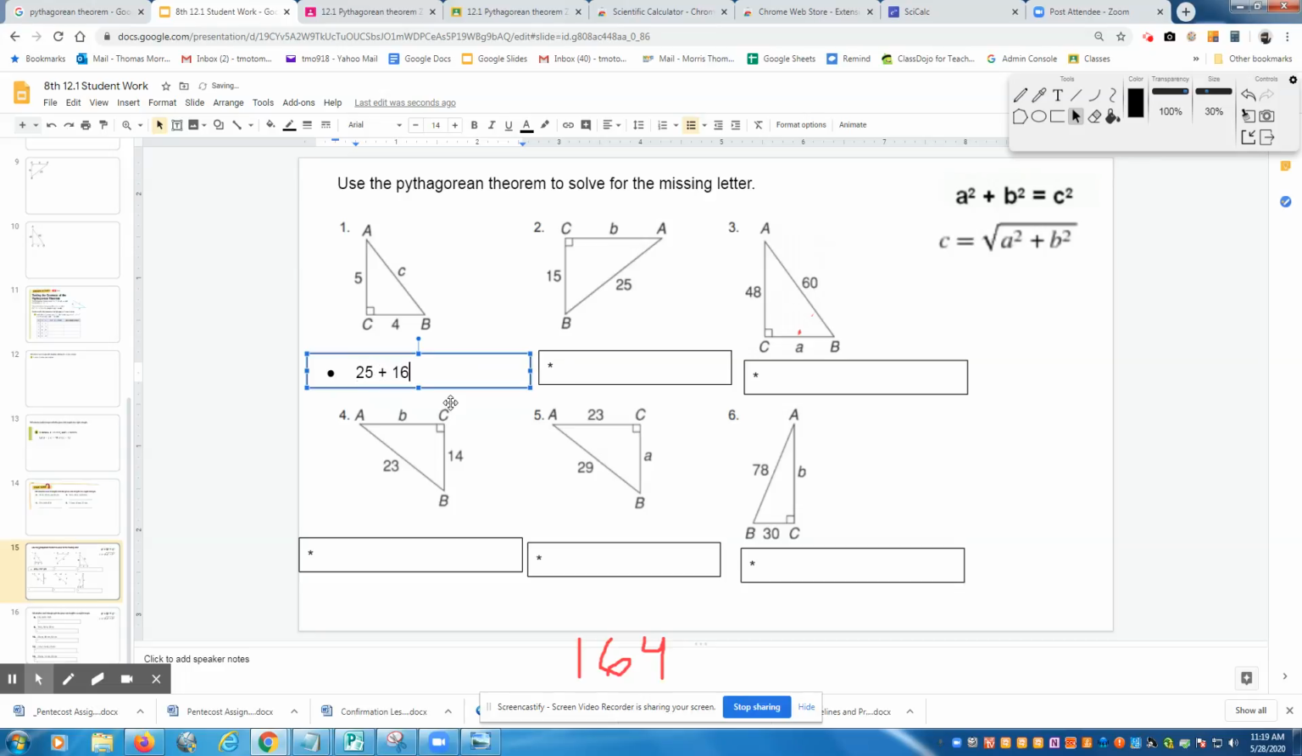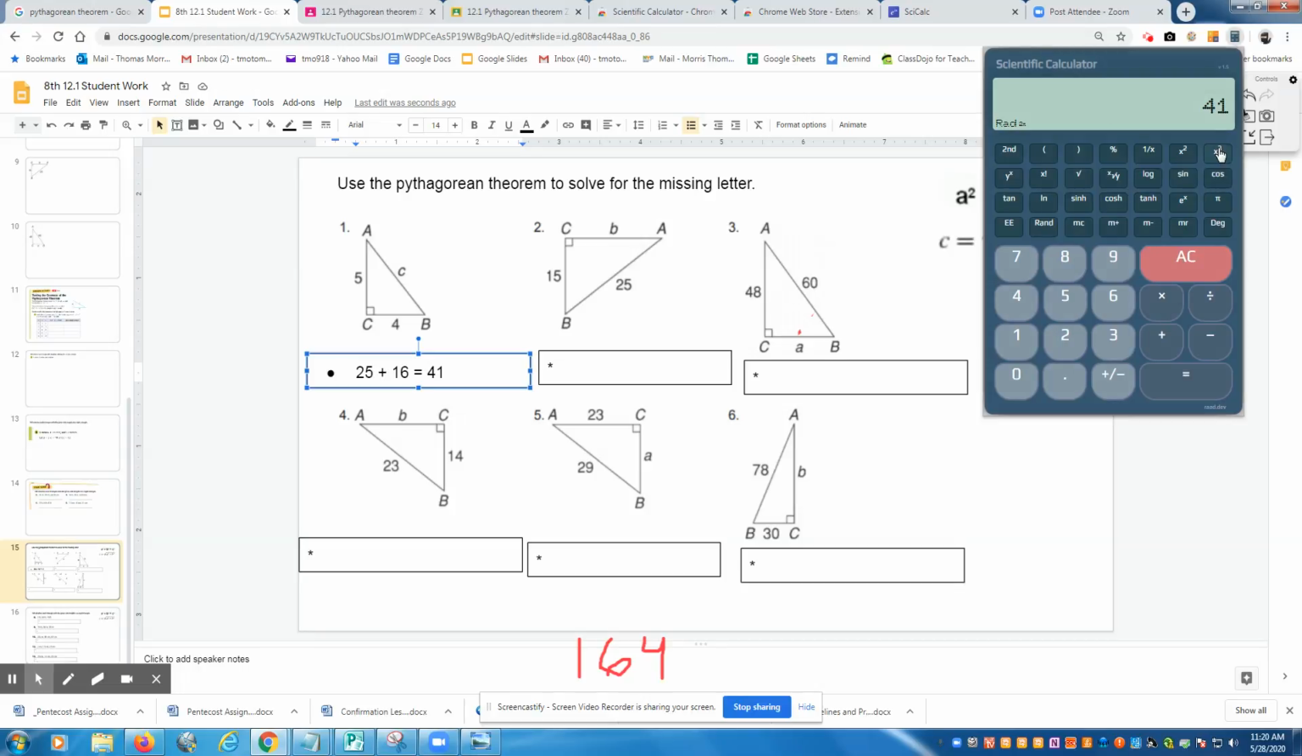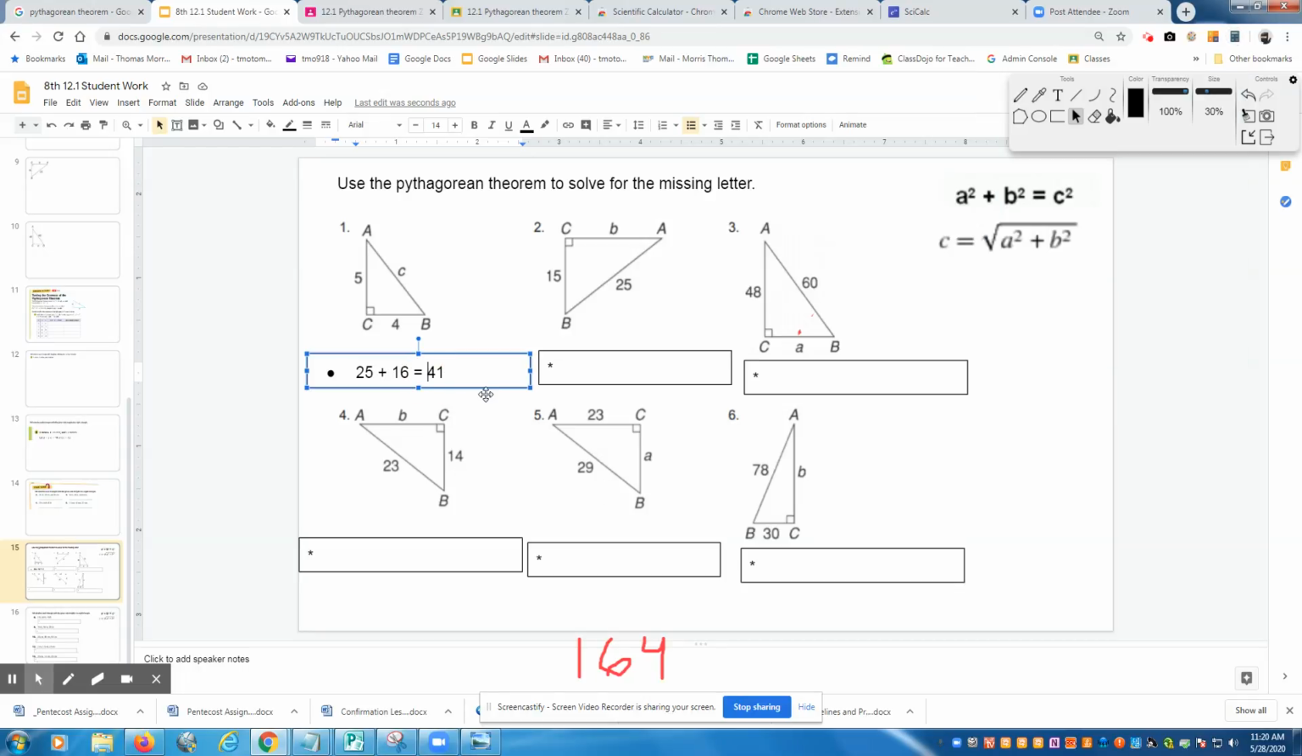25 plus 16. We had questions on this one during class, and it was a little strange, because we have 41. If you take the square root of 41, it's going to be a decimal because it's not a perfect square. It's going to be about 6.4. But what I can do is just put the root of 41, or sometimes in high school they want you to type square root 41. That's how you would show that.